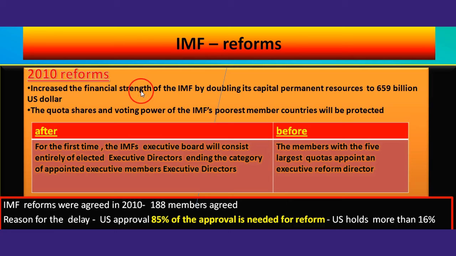Increase the financial strength of the International Monetary Fund by doubling its permanent capital resources to $659 billion. The quota shares and voting power of the International Monetary Fund's poorest member countries will be protected. The other two provisions: increase the financial strength of the IMF, and the quota shares and voting power of the IMF's poorest member countries will be protected.